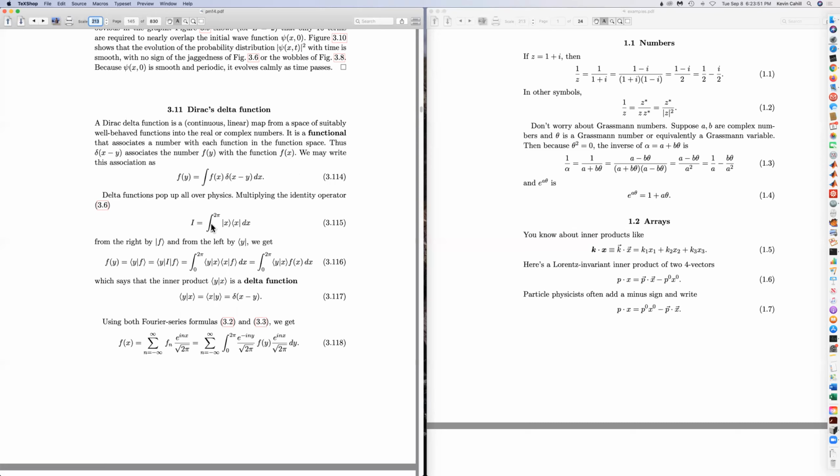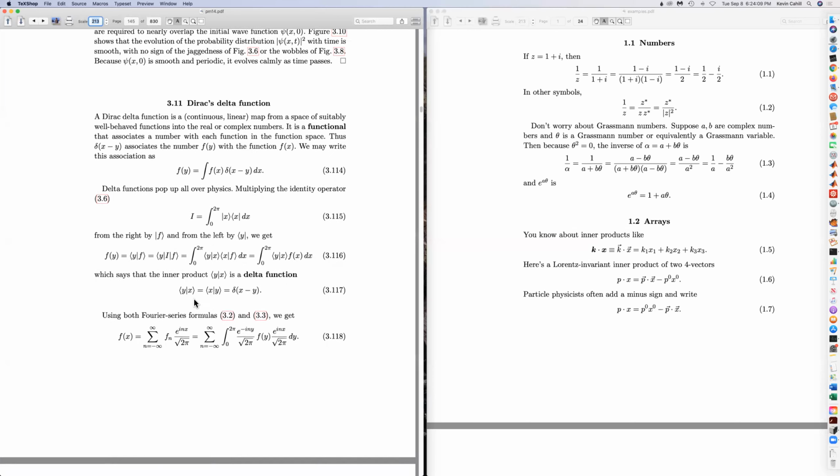If you write the identity operator as an outer product of eigenstates of position, and you multiply from the right and the left by a bra y and a ket f, you get this expression here, which tells us that the inner product of y and x is a delta function. That is to say, it turns the function f of x into the number f of y.